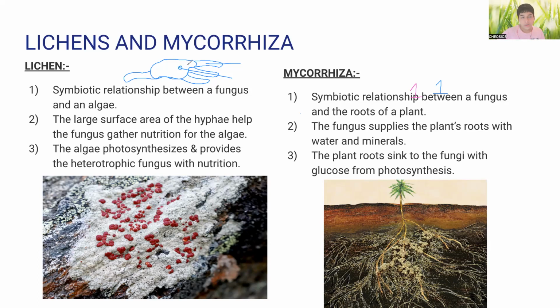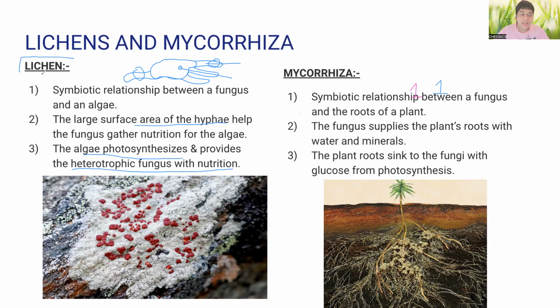All fungi are heterotrophic. That means they cannot create their own food. So here what happens is, the algae photosynthesizes and provides the heterotrophic fungus with its nutrition. So that heterotrophic fungus is getting its nutrition from this algae. And the large surface area of the hyphae, this hyphae here present, it's helping the fungus gather nutrition for the algae. What do you need for photosynthesis? You need carbon dioxide, you need water. This fungus can gather that. It has that type of ability.